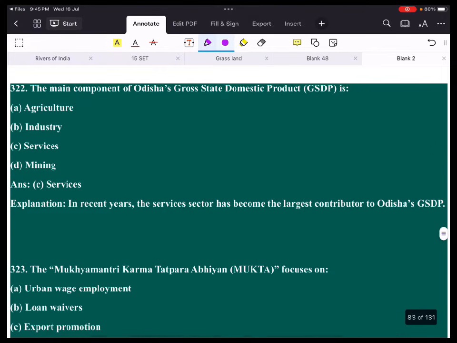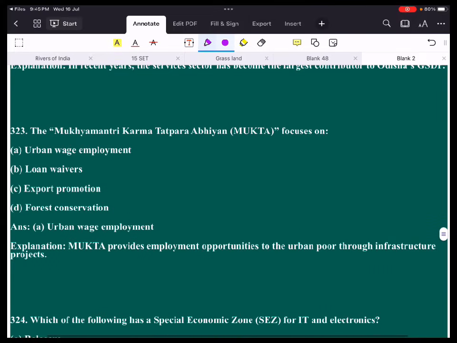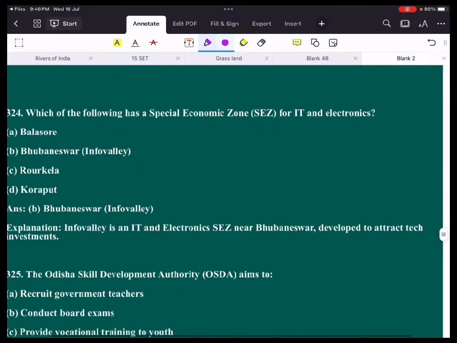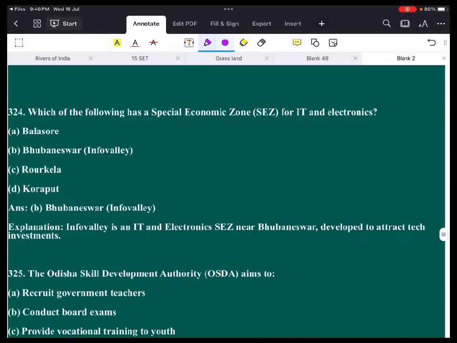The main component of Odisha's gross state domestic product is the service sector, option C. The Mukhyamantri Karma Tatpara Abhiyan, MUKTA, focuses on urban wage employment, option A. Which of the following has a special economic zone for IT and electronics? That is Bhubaneswar Info Valley, option B.